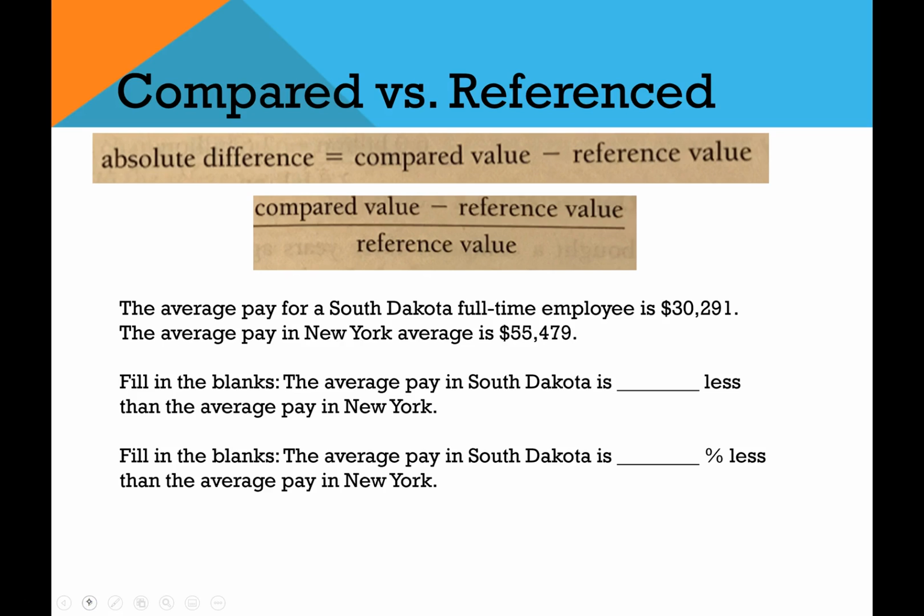Here's our first example. The average pay for a South Dakota full-time employee is $30,291. The average pay in New York is $55,479. So fill in the blanks. The average pay in South Dakota is blank less than the average pay in New York. All right. The question is, which one is the compared value and which one's the reference value?